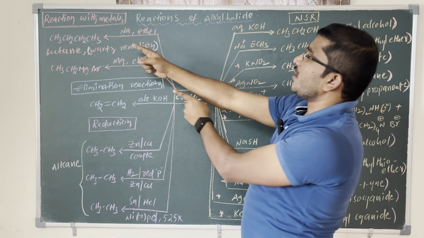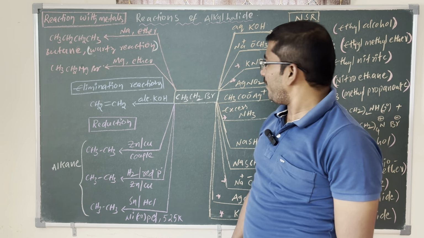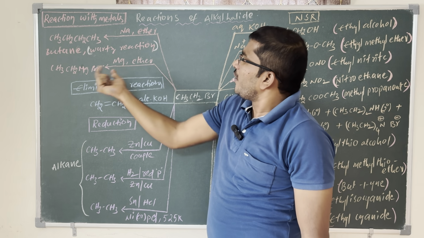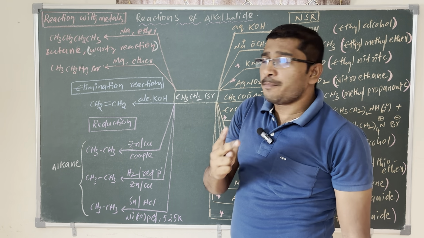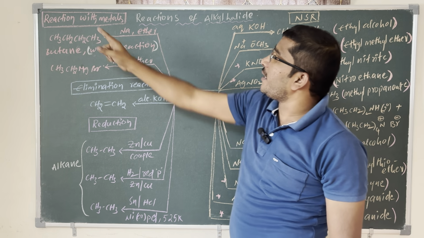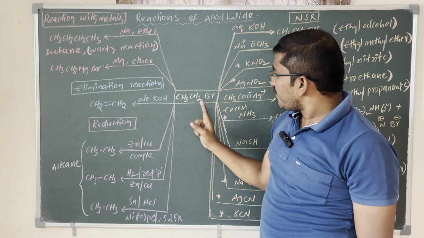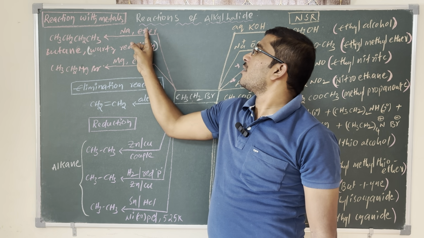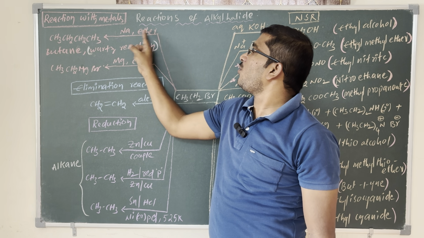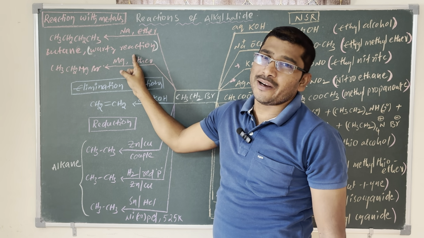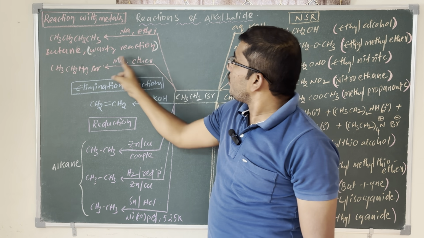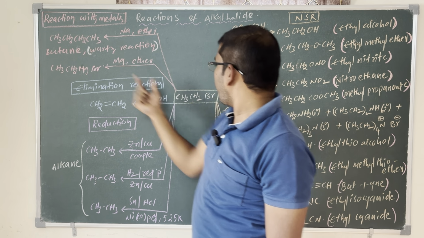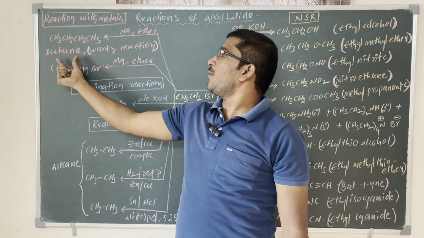Now come to the next one, reaction with metals. Alkyl halides react with metals to give different compounds. Here, we are going to discuss two types of reactions with metals. Number one is, alkyl halides react with sodium in the presence of ether. Sodium in the presence of ether is nothing but what reaction? Wood's reaction, keep in your mind, Wood's reaction. See, this Wood's reaction means the number of carbon atoms becomes doubled and we get alkanes. Here ethyl is there, here we are getting butane.